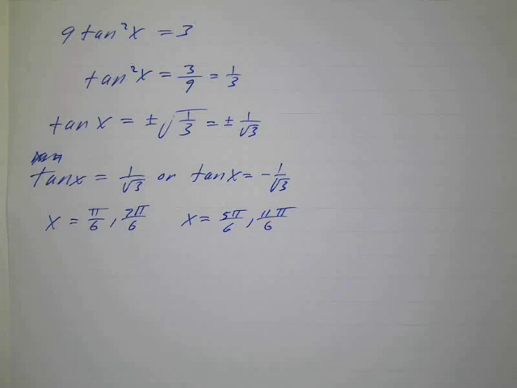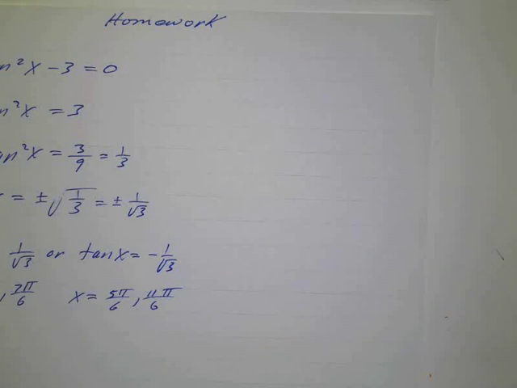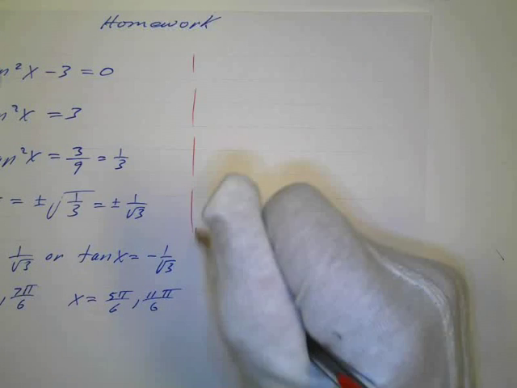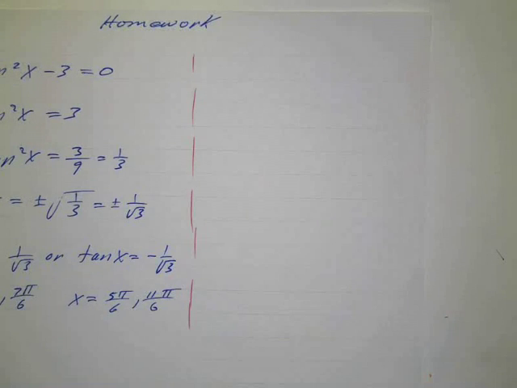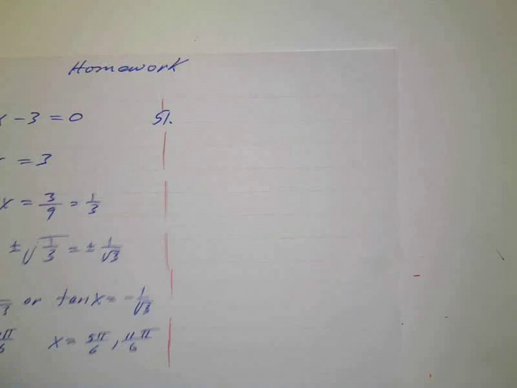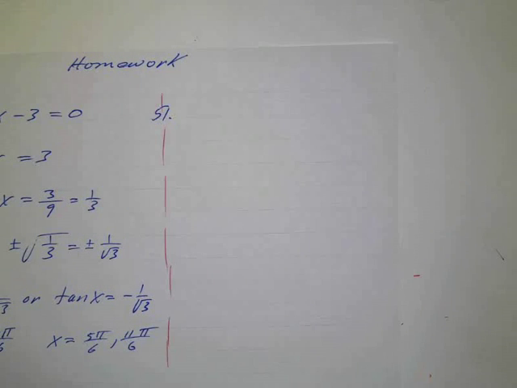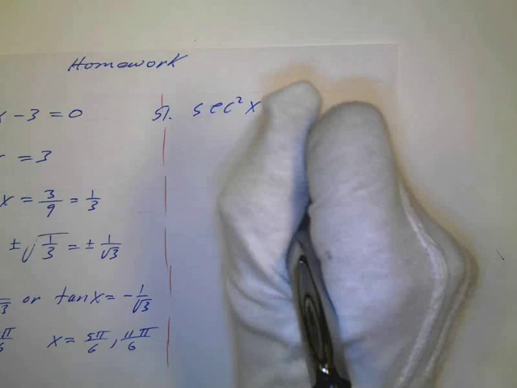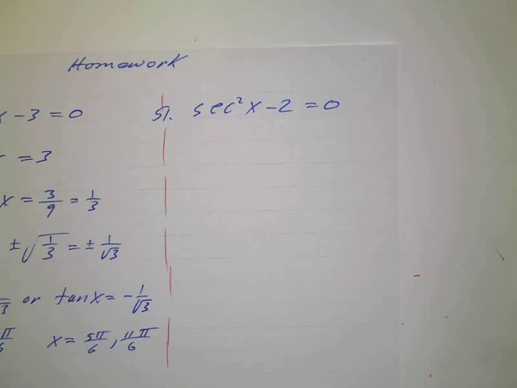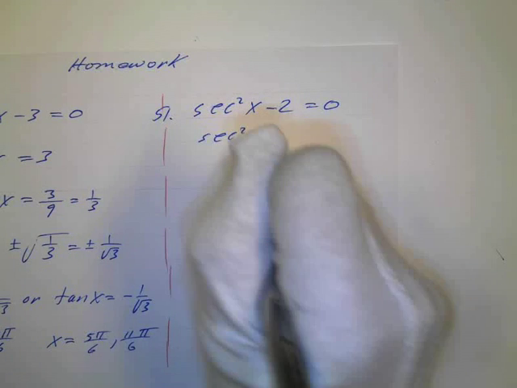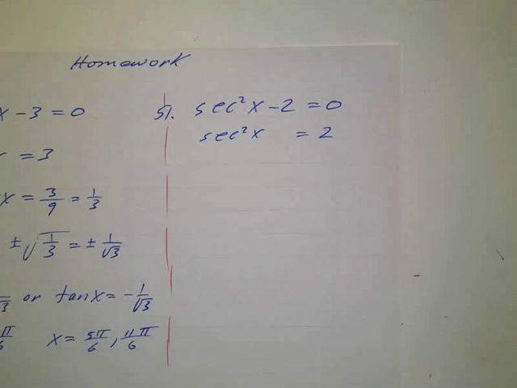Number 51. See if I can get that over here, save a little space here. So we'll do 51 over here. And that's going to be the secant squared of x minus 2 equals 0. So first of all, we'll just add 2 to both sides, so you get the secant squared of x equals 2.